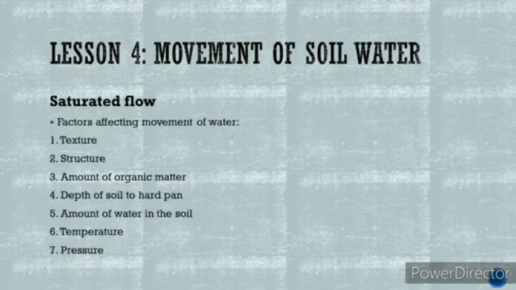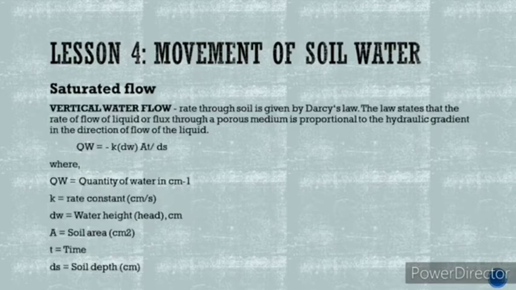Saturated flow: factors affecting movement of water. First, texture. Second, structure. Third, amount of organic matter. Fourth, the depth of soil to hardpan. Fifth, amount of water in the soil. Sixth, temperature. And lastly, pressure.